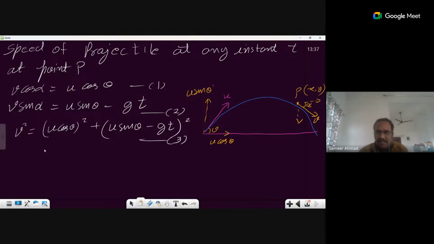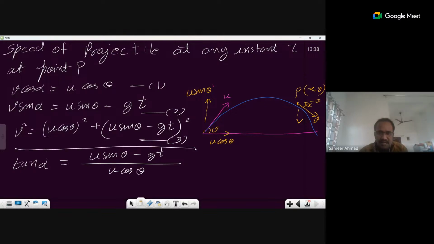To determine the angle alpha, divide equation 2 by equation 1. So we get tan alpha is equal to u sine theta minus gt upon u cos theta. So this equation gives the angle made by the projectile at any instant with the horizontal. Is that clear?